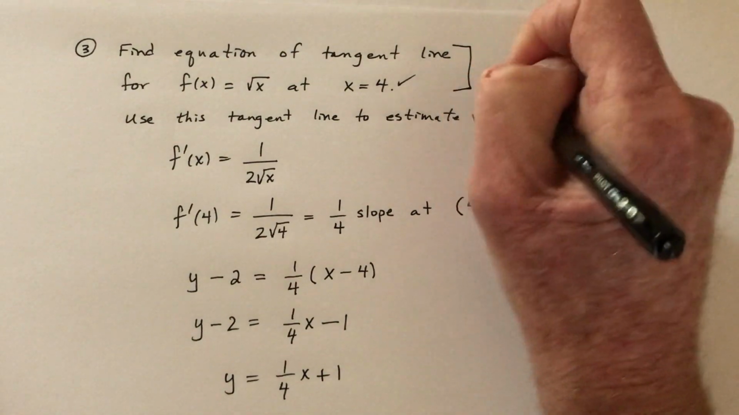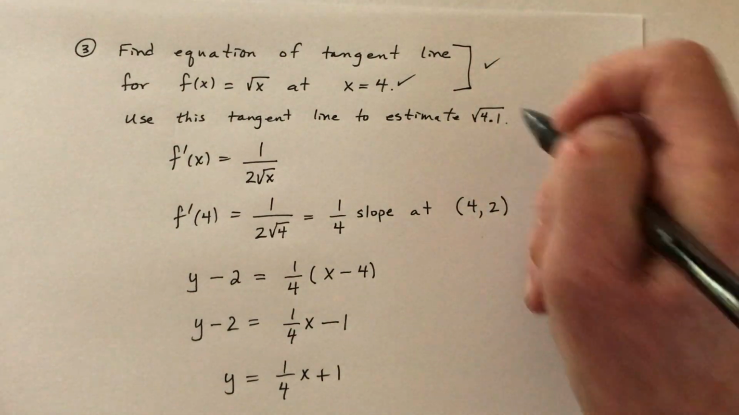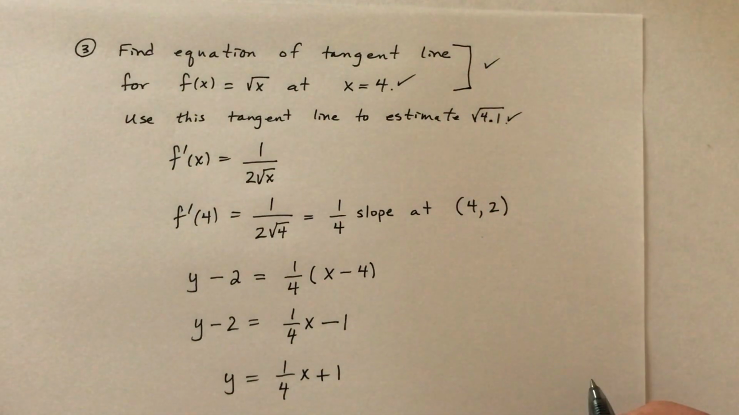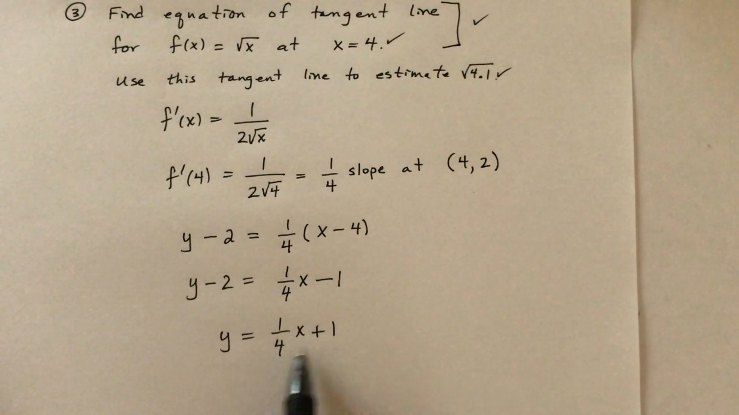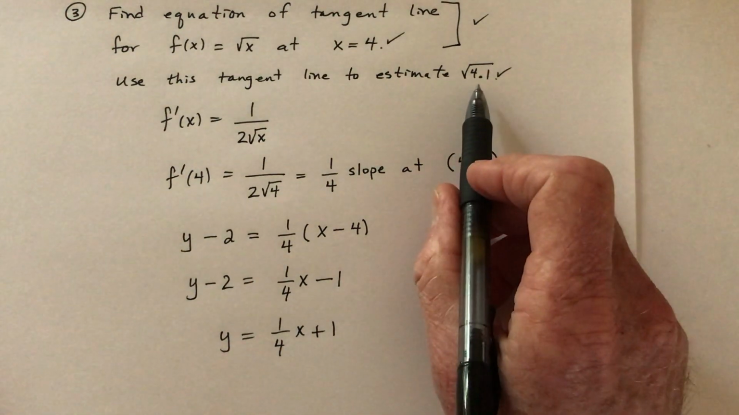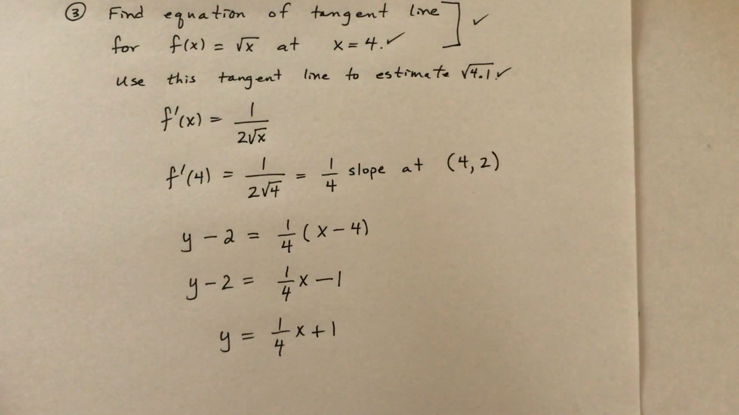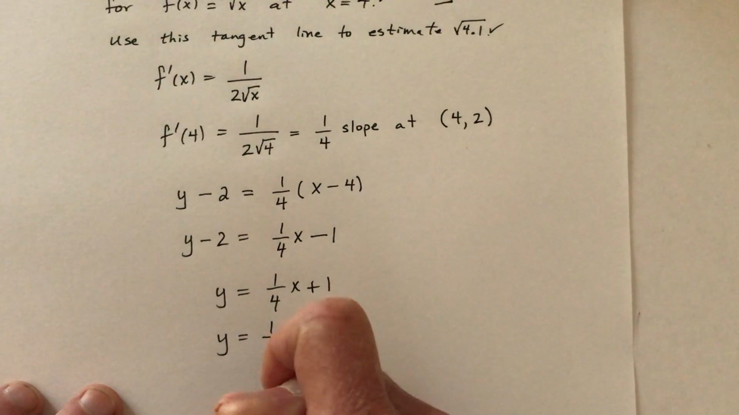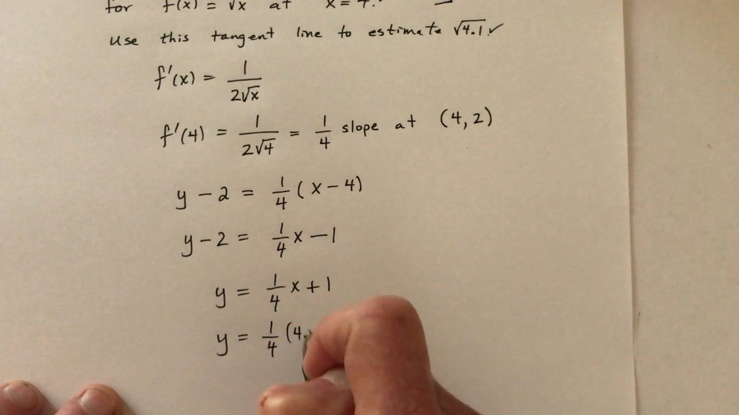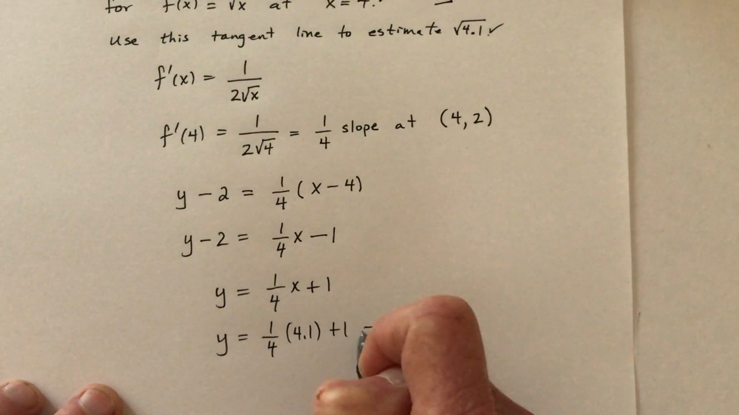So I've done this part so far. Now, plug in a 4.1. So this line right here will give you a good estimate for the square root of 4.1. So plug in a 4.1. So 1/4 of 4.1 plus 1 equals what?